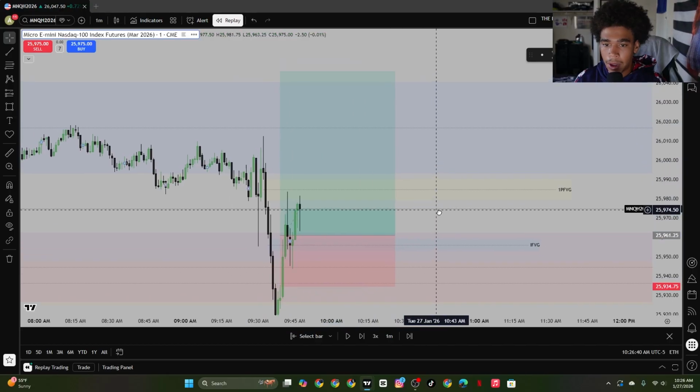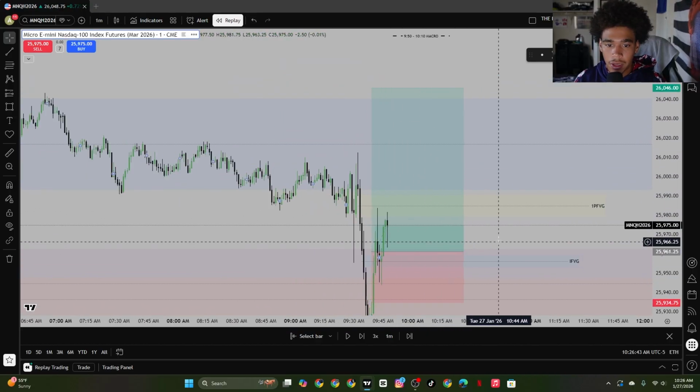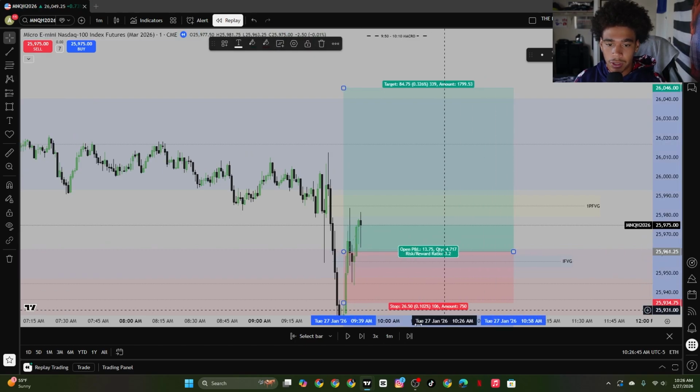So now I'm moving my take profit and stop loss to where everything was at. So this is what the trade looked like. We're going to go ahead and spread this box out.